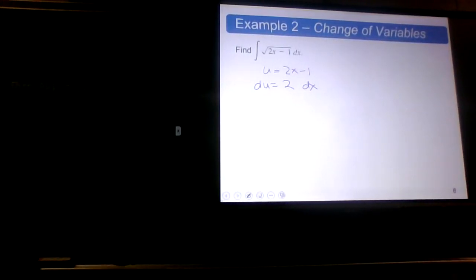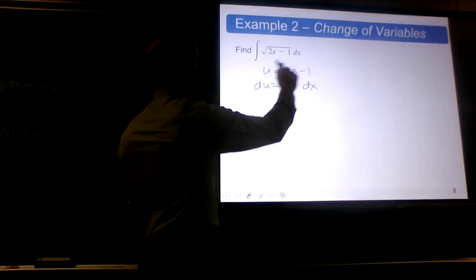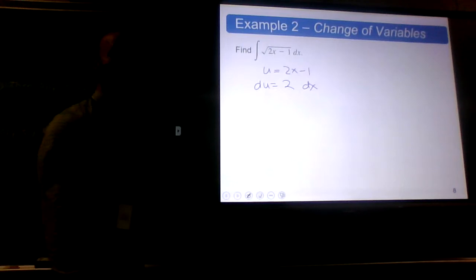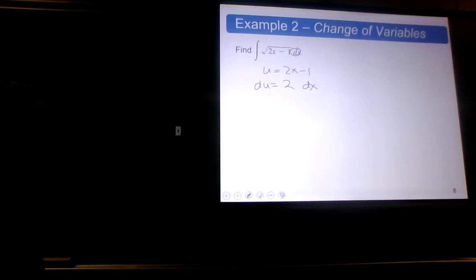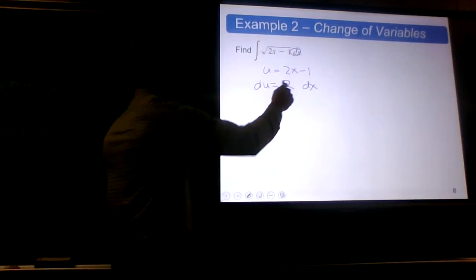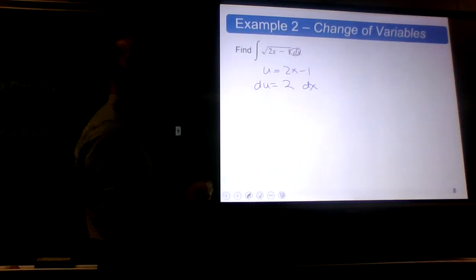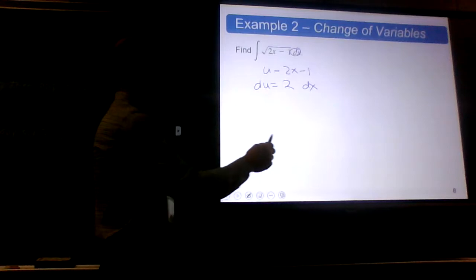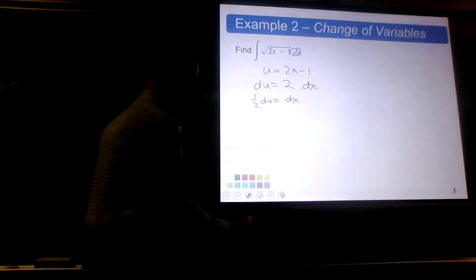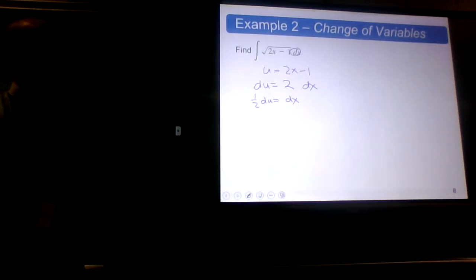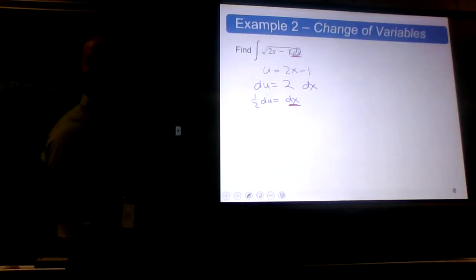Now we have another little issue with this problem. This is the u, but look what we don't see up here. We don't see that extra 2. We have a dx, but we don't have a 2 dx, do we? That's okay, we can fix it. Guess how I could get rid of that 2? If I wanted to change 2 dx to just 1 dx, what would I do? I would divide by 2. So this is 1/2 du equals dx. Now I know what I'm going to put in for dx. Well, I'm going to put in 1/2 du.